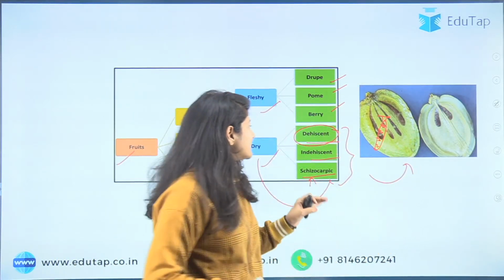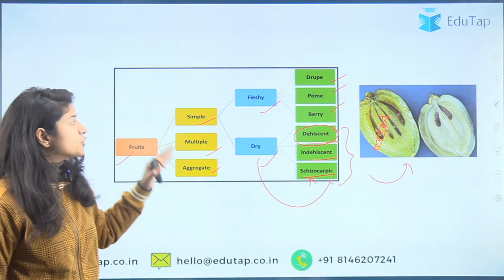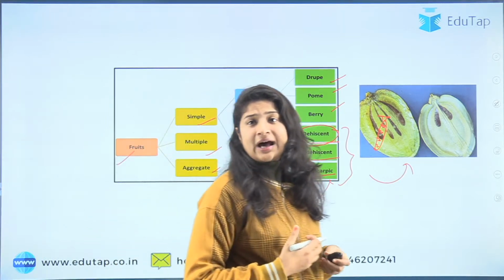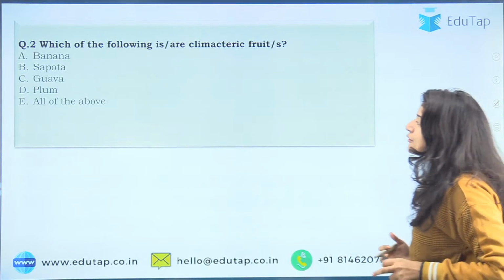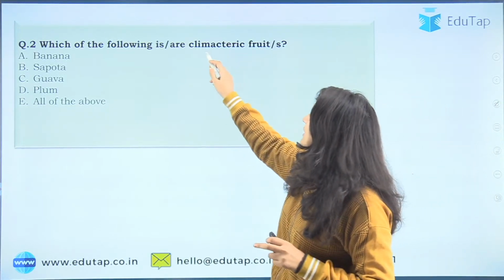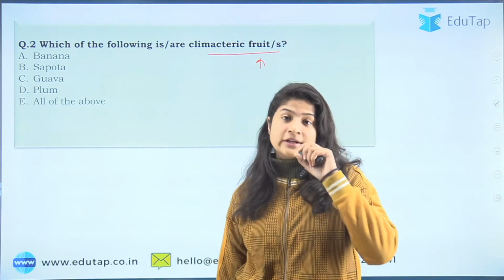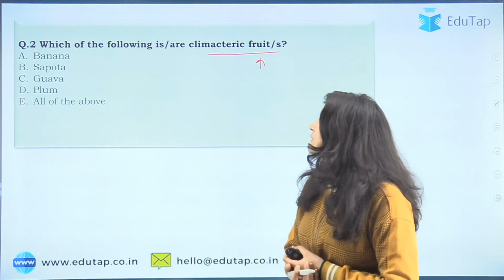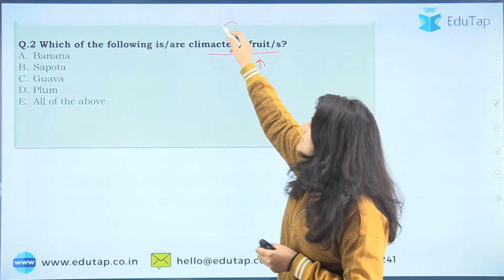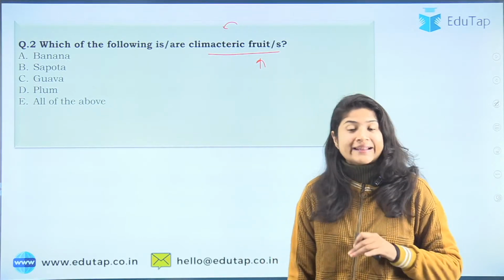All right, so these are the different categories here, which we are looking at the fruits depending on how it looks like and how it transforms into. These are like that. All right, now let's move to question number 2, which says which of the following are climacteric fruits. Depending on how the fruits ripen, there are 2 categories to it. One is climacteric and the second one is non-climacteric, and here you have to tell which of the following is the correct answer to this.